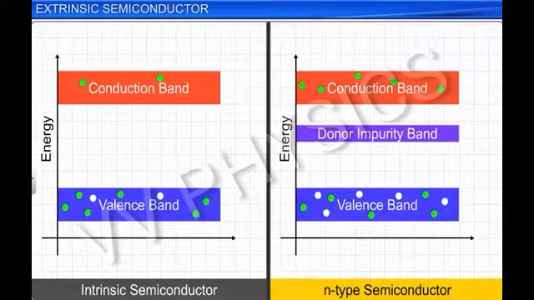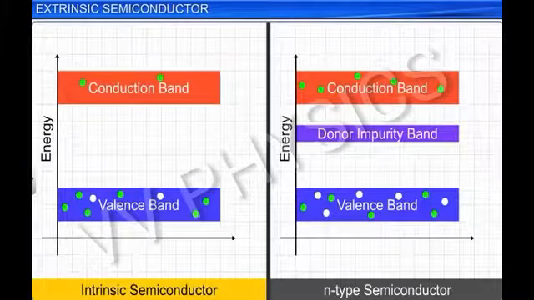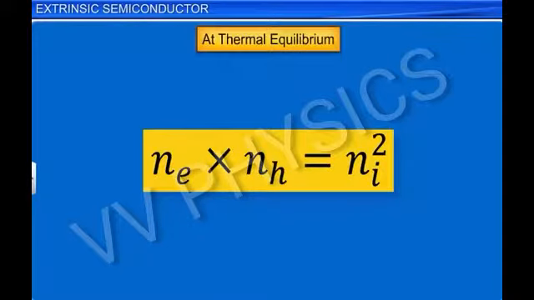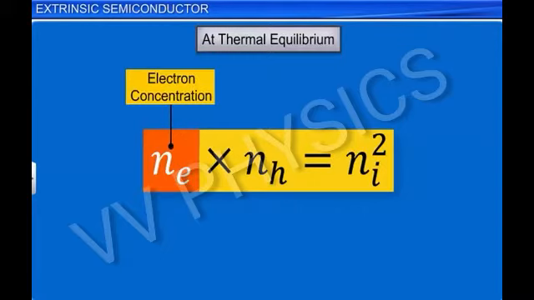It can be shown that at thermal equilibrium, Ne times Nh is equal to Ni squared. Here, Ne, Nh and Ni denote the concentration of electrons, holes and intrinsic carriers respectively. You will learn about the details of the equation in higher classes.